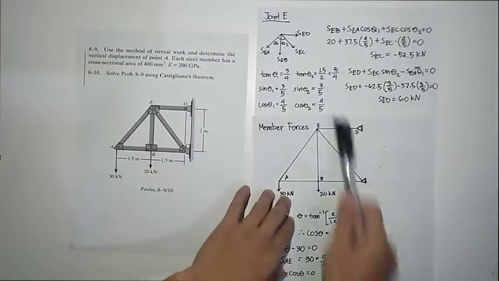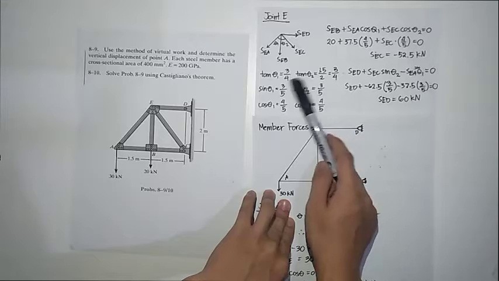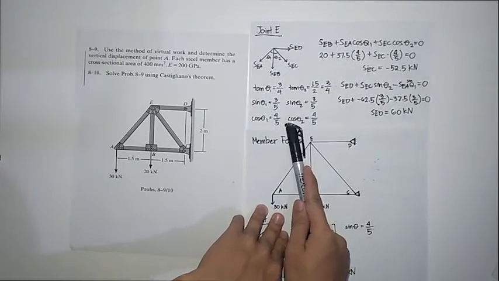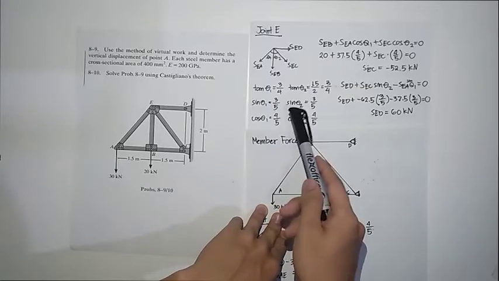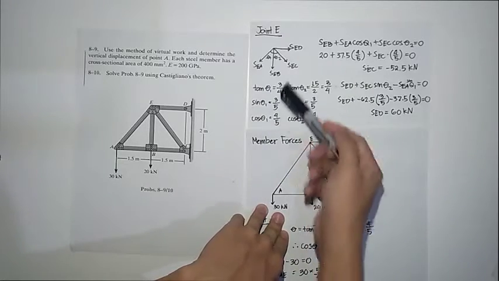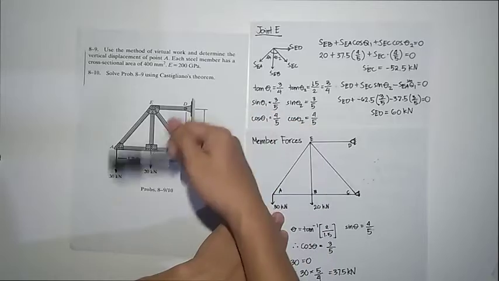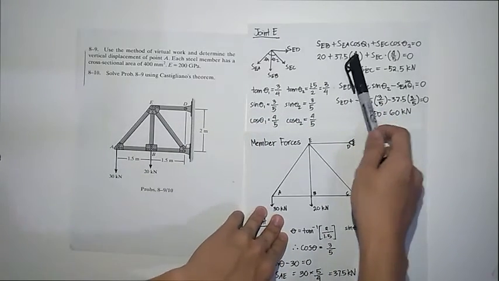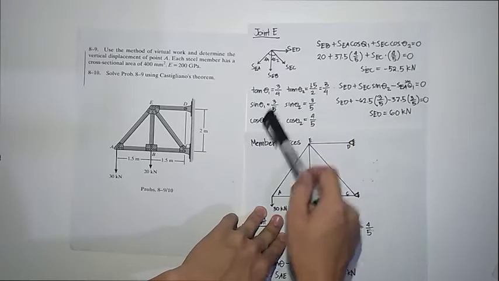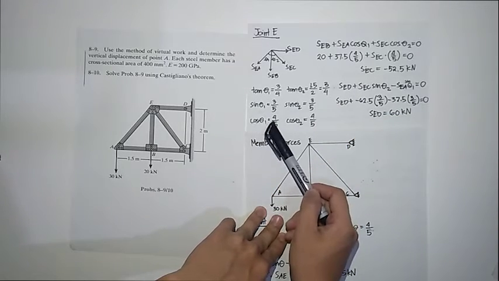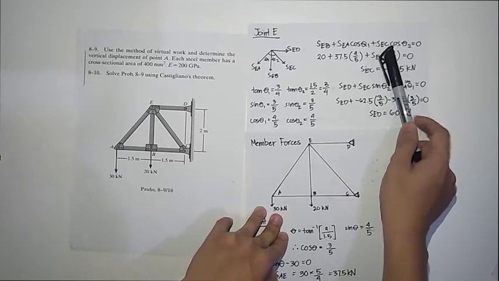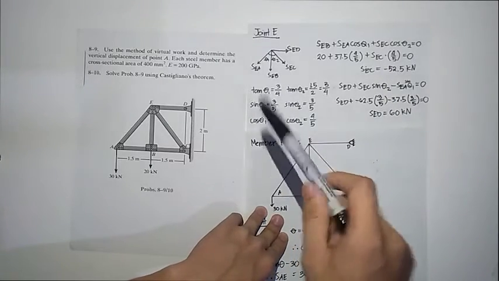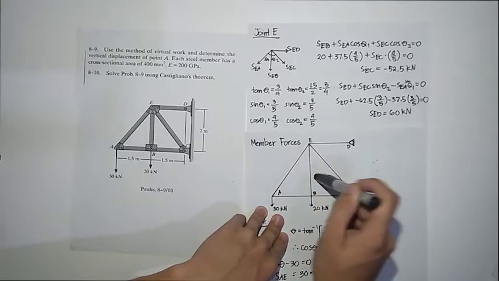Ito po ang mga given na mga trigonometric functions, or mga given na alam na po natin yan. Hindi ko na po ito i-di-discuss kung paano nakuha yan, dahil evident na po dito sa ating structure. So, ito po, SEB plus SEA cos theta 1. Ito po yung cos theta 1, 4/5. Plus SEC cos theta 2. Kasi paakyat po, so in the y-axis, kaya cos po ang ginagamit natin.